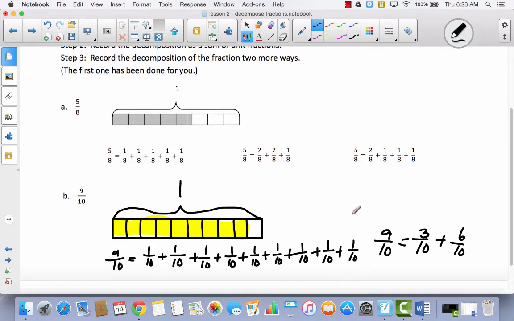So now see if you can't come up with one more way by yourself. It may be different from mine. It may be the same as mine. But it has to equal 9/10. I think for my next one I'm going to do 9/10 equals 2/10 plus 7/10. Okay, maybe you came up with something different, and that's okay.